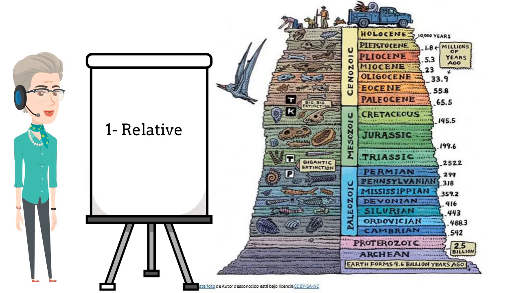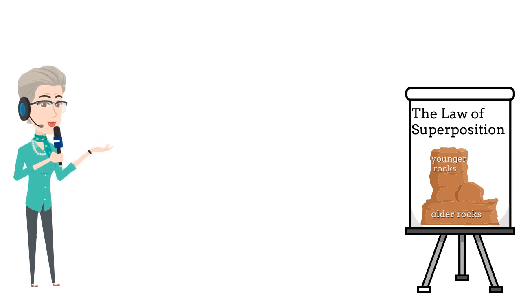Relative dating is the process of determining the age of a fossil or rock layer in relation to other fossils or rock layers. It relies on geological principles or laws, such as the law of superposition and the principle of faunal succession. Let's talk about those laws or principles.